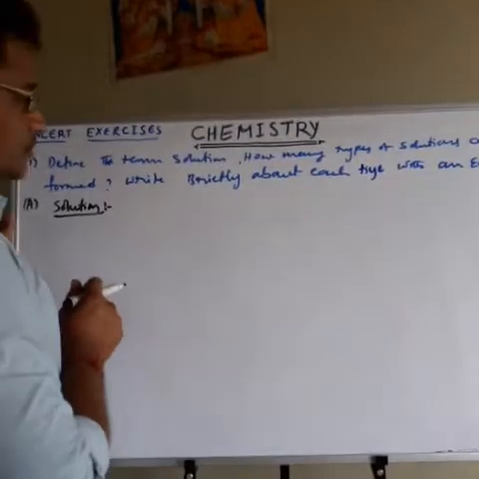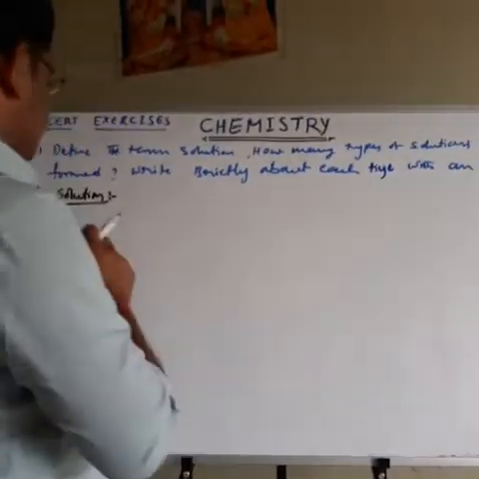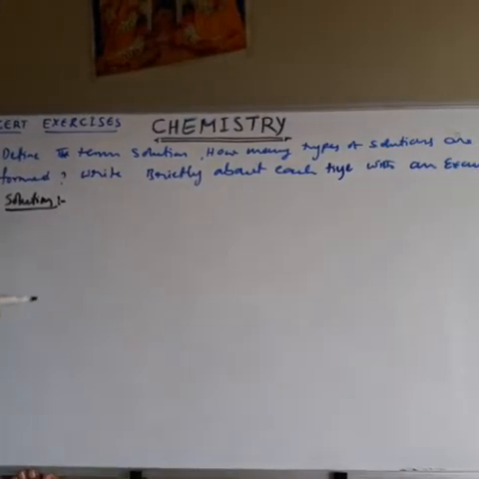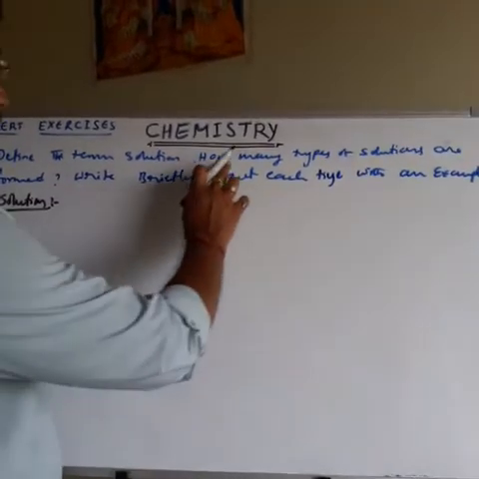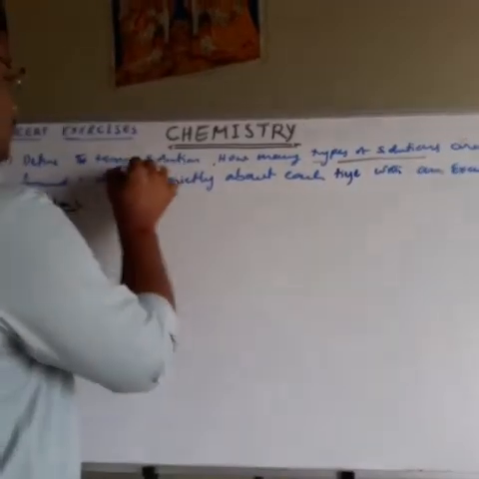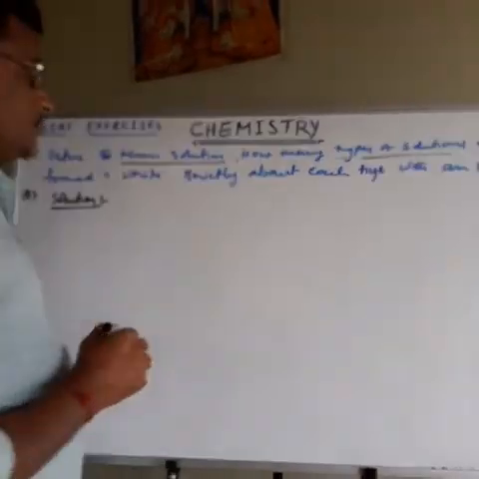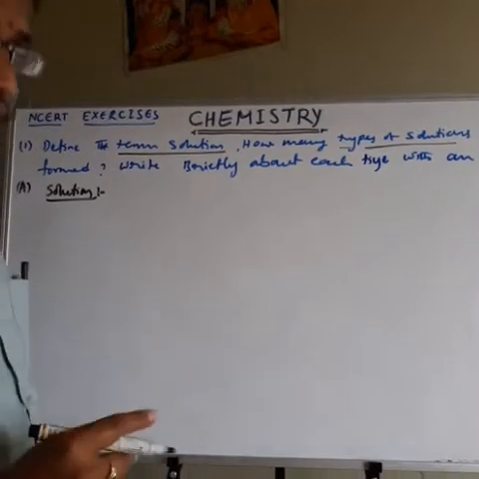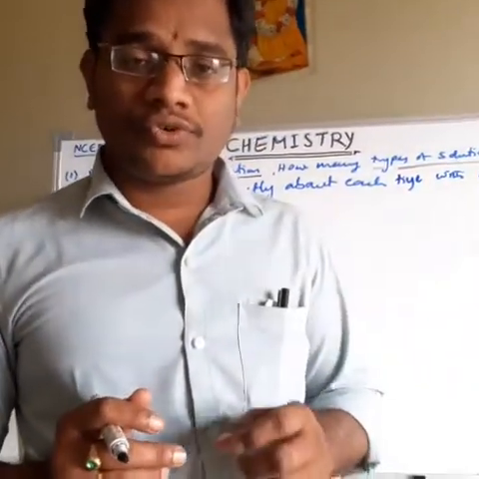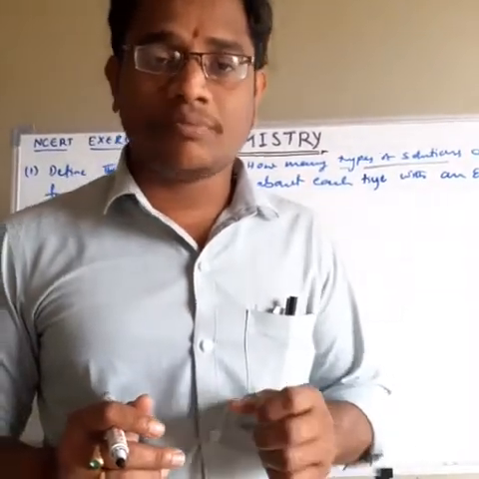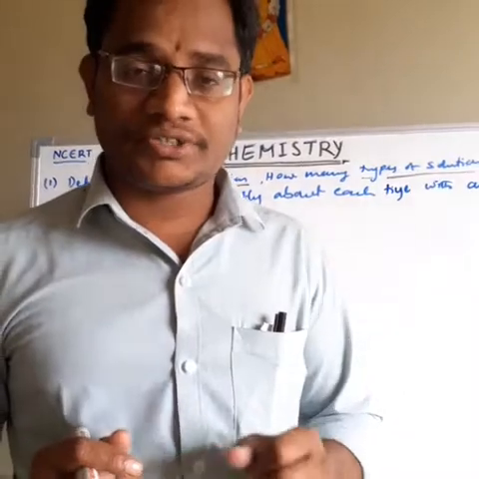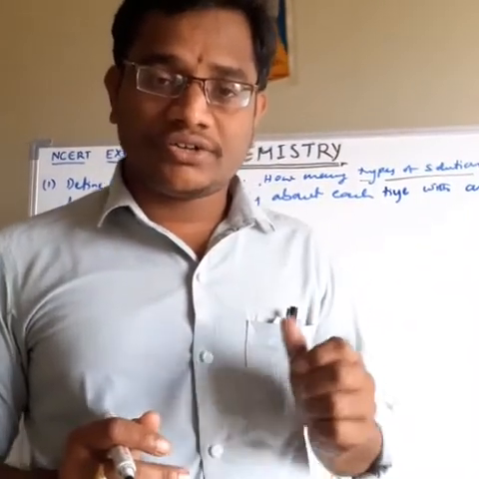Define the term solution. How many types of solutions are formed? Write briefly about each type with an example. Before going to the types of solutions, first we have to know the definition of the solution. Solution means a homogeneous mixture of two or more non-reacting components whose composition can be varied within certain limits. That is called a solution.